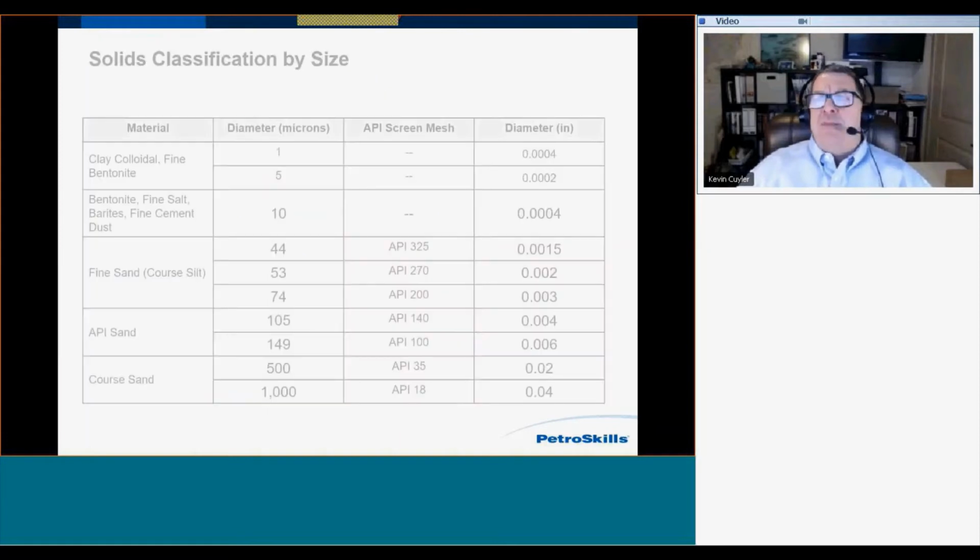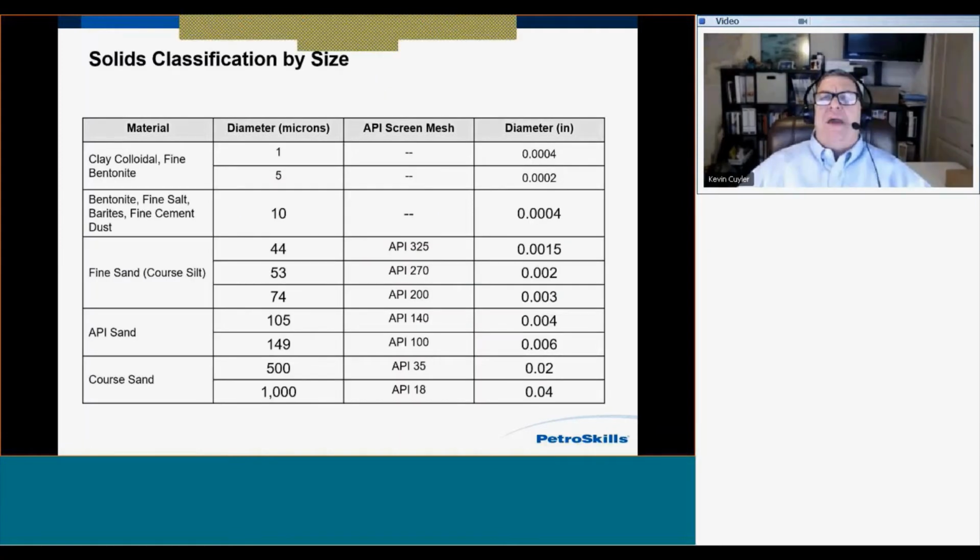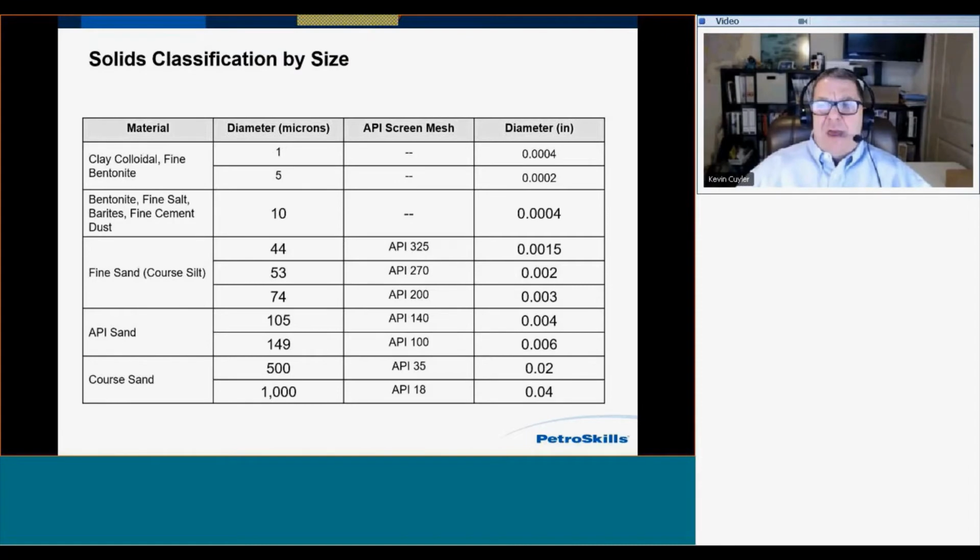So I'm going to go ahead and move on a little bit. We also classify solids by size. And this is just a standard chart that shows the different micron size of our solids, typical solids that we find in a drilling fluid, along with the API screen mesh. As most everybody is aware, 6-7 years ago, we went to a consistent screen mesh size designation by API, and I believe it was in 13B. And so I've included that here for you, as well as what the diameter is in inches.